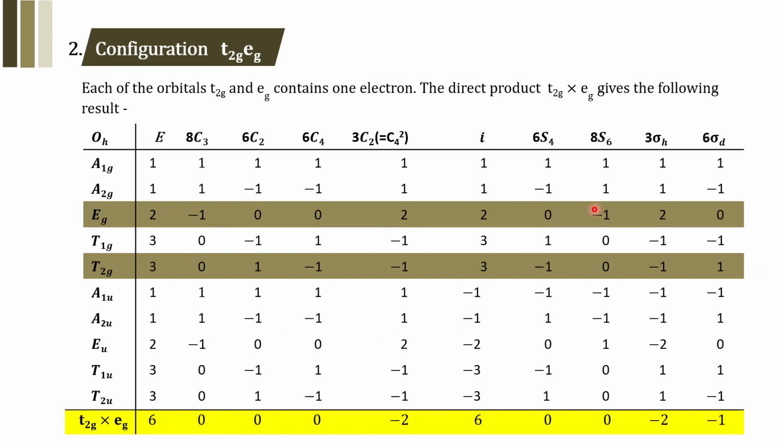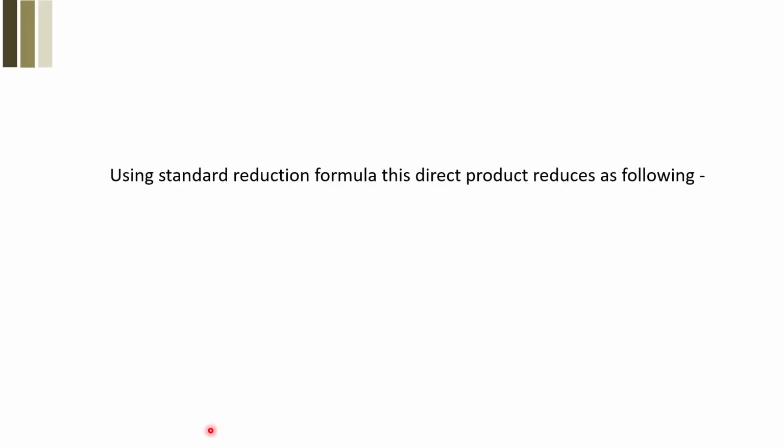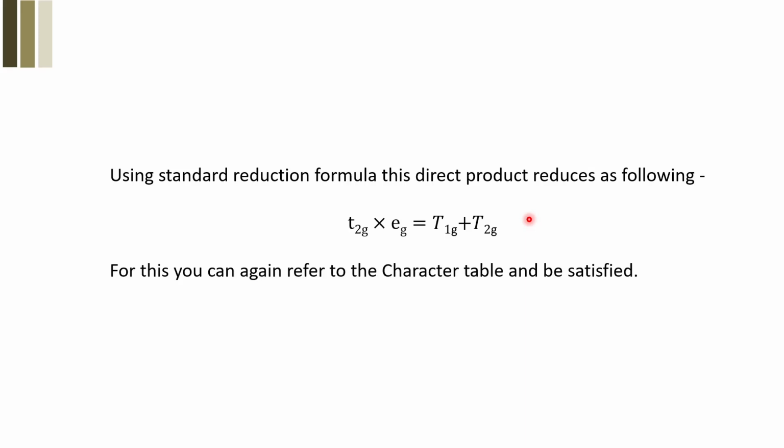Because it does not belong to any of the irreducible representations in the character table, it is obvious that this has to be a reducible representation, and the direct product would yield, using the standard reduction formula, that t2g into eg has to be something like T1g and T2g. Again, because this is 3 and this is 2, 3 into 2 is 6. That would be accounted for by 3 plus 3, that is T1g plus T2g, and this is how it can be inspected from the character table also.